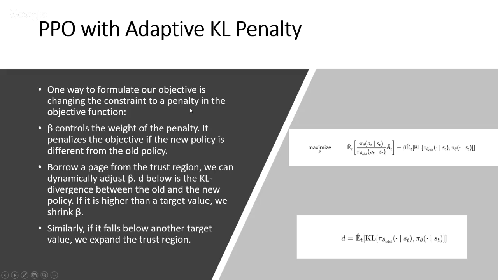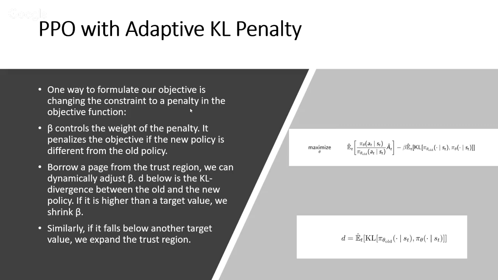Now, there are two main ways which we talked about with PPO, and one of them is PPO with adaptive KL penalty, which I'll go through now. One way to formulate our objective is to change the constraints into a penalty in the objective function. Beta controls the weight of the penalty. It penalizes the objective when the new policy is different to the old policy.